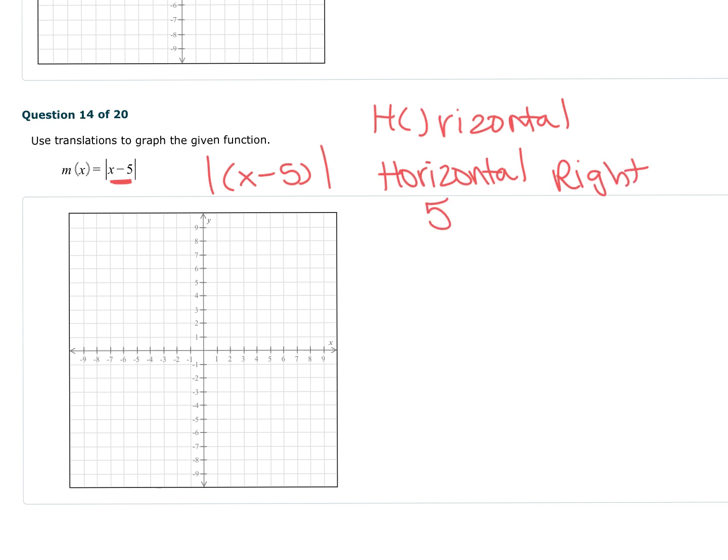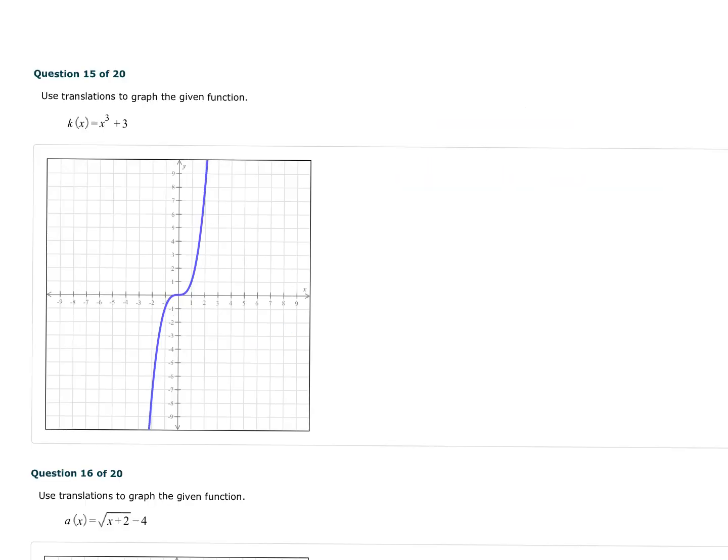So I know that the absolute value, based on my memory match, has a graph that kind of looks like this. But I'm going to actually move it to the right 5. And in Alex, I should be able to shift the graph to the right 5. All right, cool. Okay, let's try number 15.